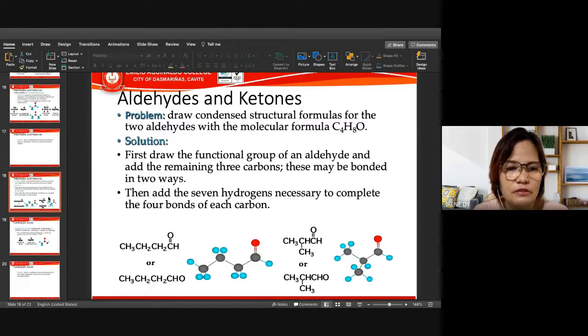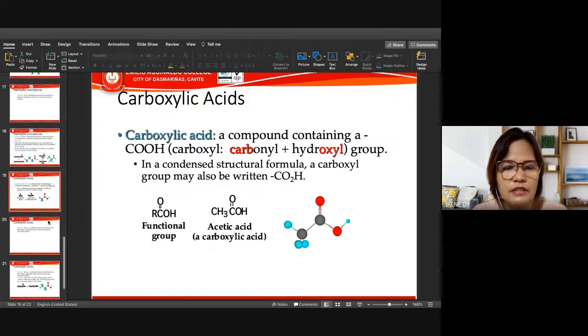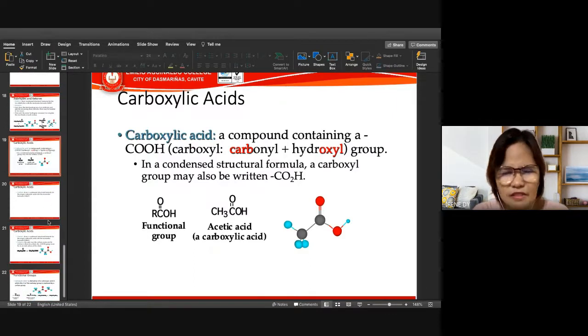Okay. Balikan nyo. Okay, let's go for carboxylic acid. So, it was really very important, no? Yung nauna ay hydroxide, sumunod ay amines, sumunod ay aldehydes at ketones. This time, it's carboxylic acid. Ang carboxylic acid ay pinagsamang carbonyl at hydroxyl. Okay? So, tandaan niyo, ang carboxylic acid ay pinagsamang carbonyl group at hydroxyl group. Ang carbonyl group, ano na nga? Carbon, double bonded to oxygen. Ang hydroxyl group ay OH.